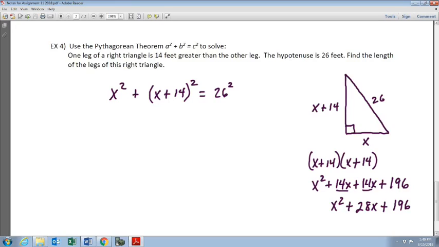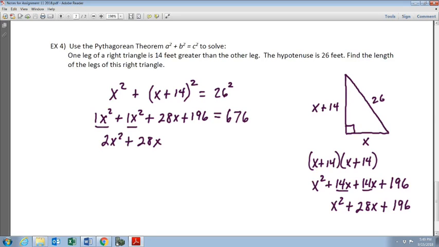So I'm going to go ahead and simplify the equation now. We've got x squared. Let's replace (x plus 14) squared with what we just got. And on the other side, when you square 26, you get 676. So we have some simplifying to do here. This is a quadratic equation, so we want to get 0 on one side and everything else on the other. Notice we've got a 1x squared and another 1x squared. That's going to be 2x squared. Let's bring down the 28x. Then we want to get 0 on the right side, so I'm going to subtract 676 on both sides.